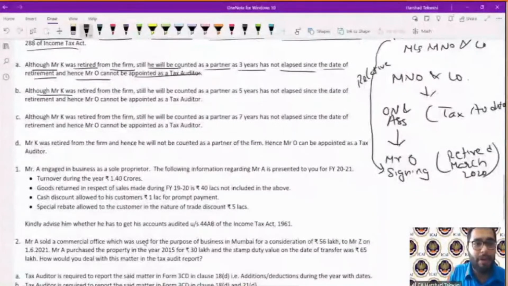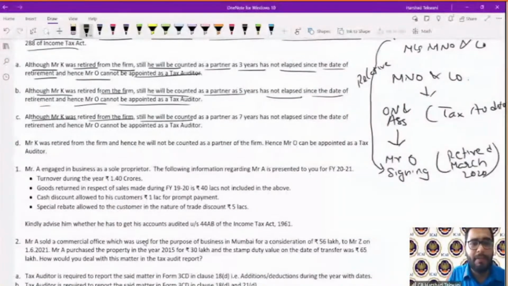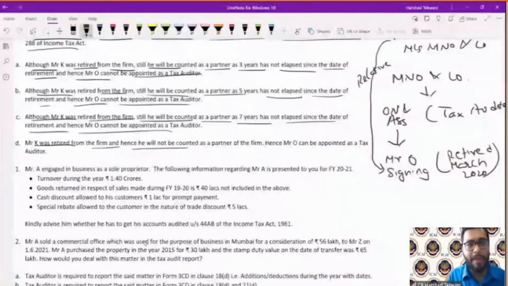Although Mr. K was retired from the firm, he would still be counted as a partner as 5 years have not elapsed since the date of retirement, and hence Mr. O cannot be appointed as a tax auditor. Mr. K was retired from the firm, still he would be counted as a partner as 7 years have not elapsed since the date of retirement, and hence Mr. O cannot be appointed as a tax auditor. Mr. K was retired from the firm, hence he will not be counted as a partner of the firm, hence Mr. O can be appointed as a tax auditor of the firm.